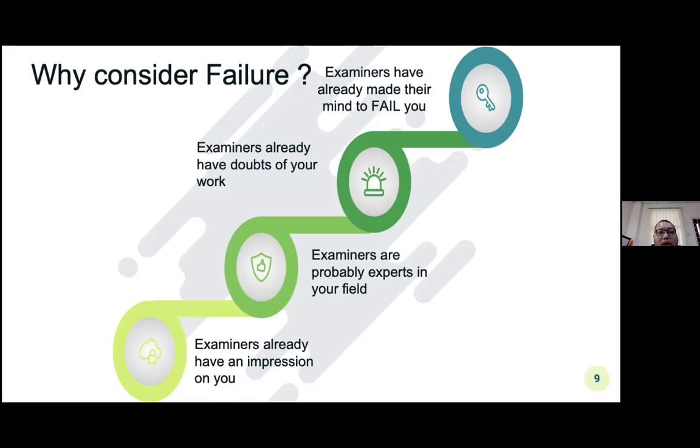Otherwise examiners already have doubt about your work. Some examiners already have an early decision. In fact, this is also a problem for us as examiners. Sometimes the way you write, we know that this is plagiarism. Sometimes we know that this thesis has not been conducted well. Maybe there is some sort of unethical thing. Try to avoid this. And then examiners have already made up their mind to fail you. Try to avoid this.